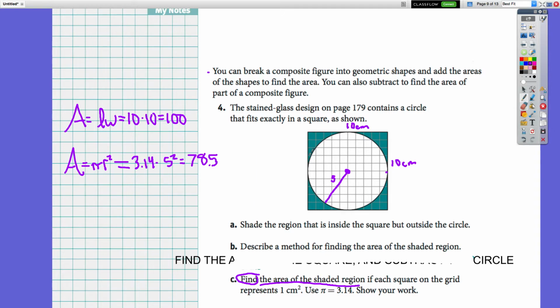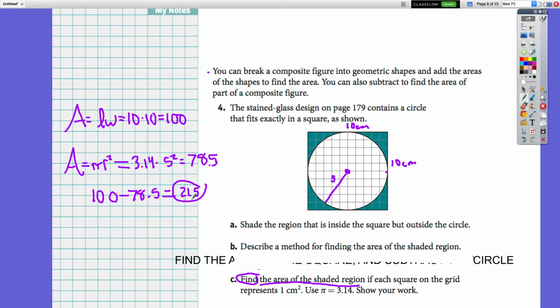So again, I only want the shaded region. In this case, that is the shaded part of the square. So my last step is to take 100 minus 78.5, which is going to leave me with a shaded area of 21 and a half.